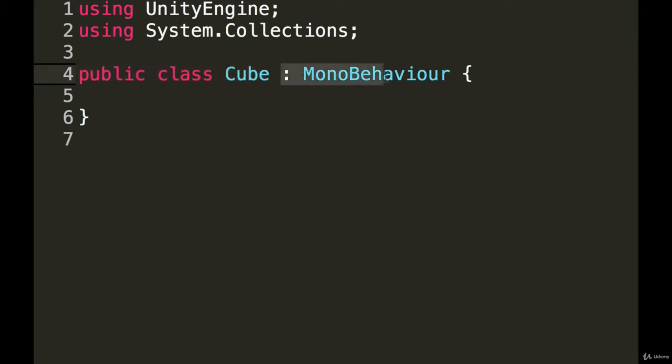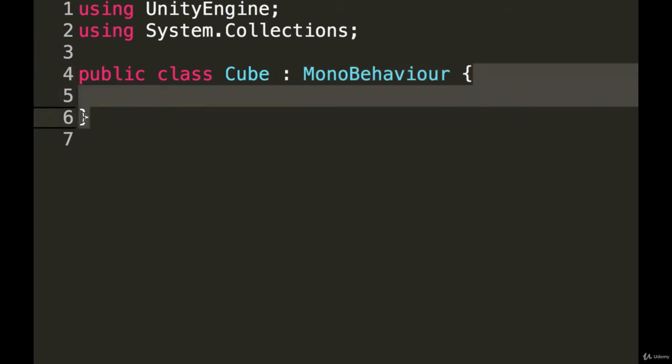This cube extends MonoBehavior, which is the base class for every game object that we're going to use, and whatever is between these curly braces is going to be the actual definition of the class. It is very important to understand these two characters here because they define the scope, they define what is going to happen once we enter here.